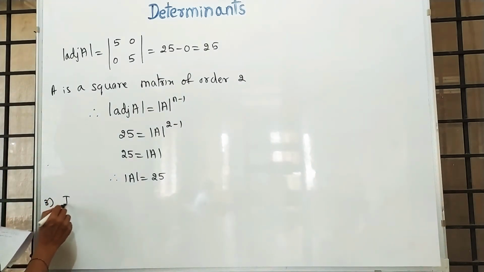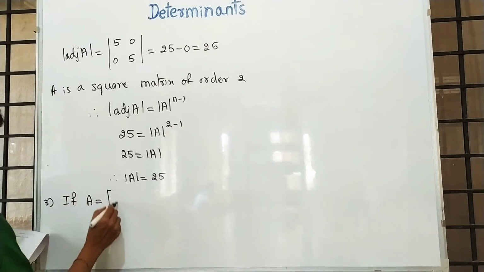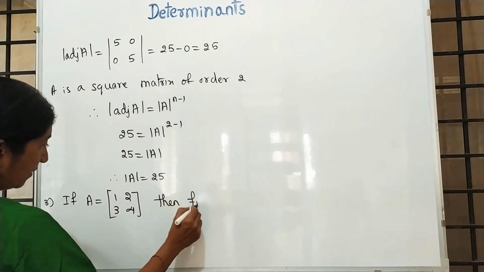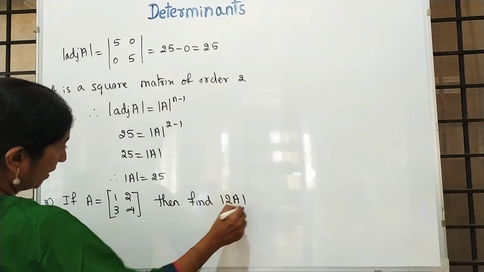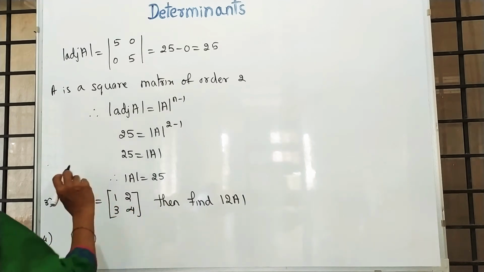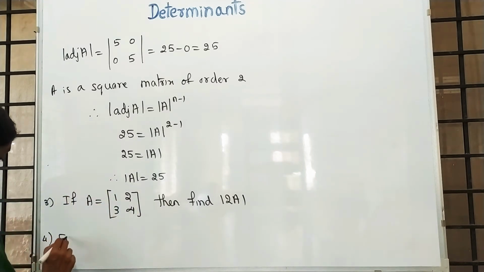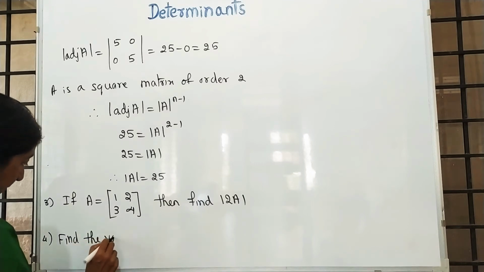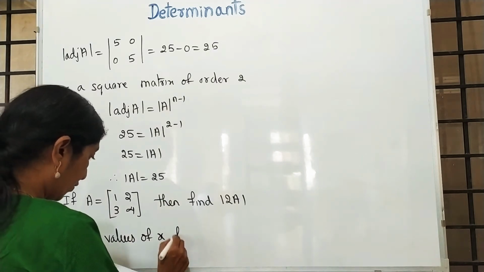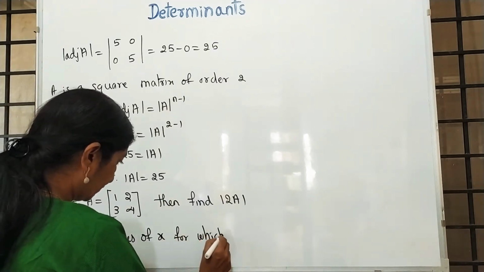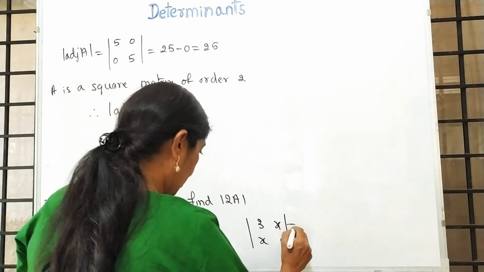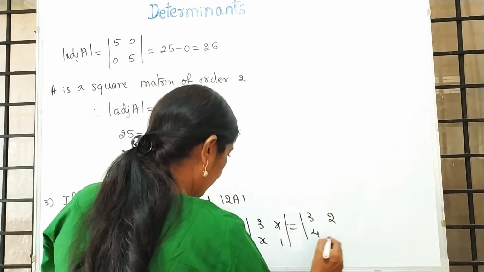Third question. If A is equal to 1, 2, 3, 4, then find determinant of 2A. Each term is multiplied with 2, then you have to find the determinant. Already we discussed this in the previous class. Next question. Find the values of x for which the determinant 3, x; x, 1 is equal to the determinant 3, 2; 4, 1.